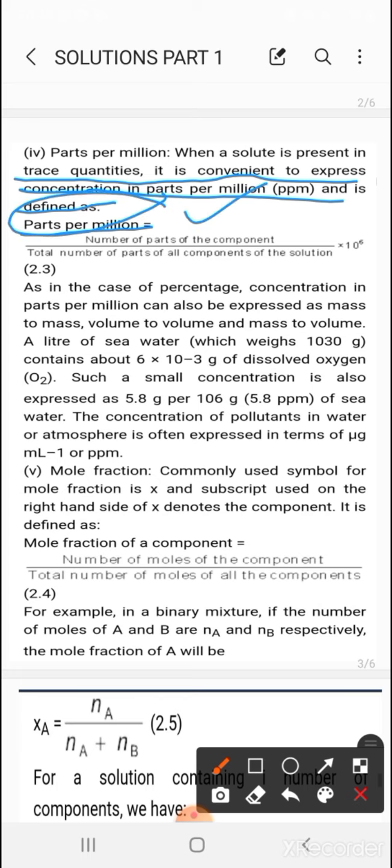Whatever number of parts of a component is given, if you divide that part of a particular component by the total number of parts of all the components of the solution, meaning you take the part of one component, divide it by the total parts of all the components, and multiply by per million, this will give you the parts per million. It is just like parts per 100 or the percentage.